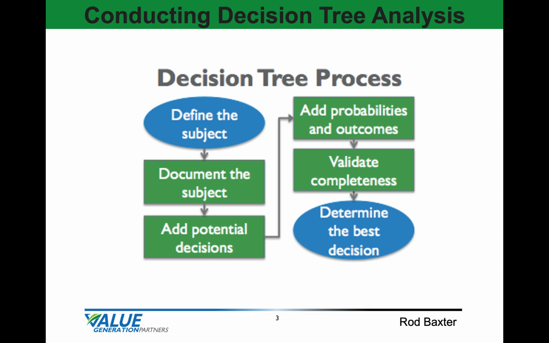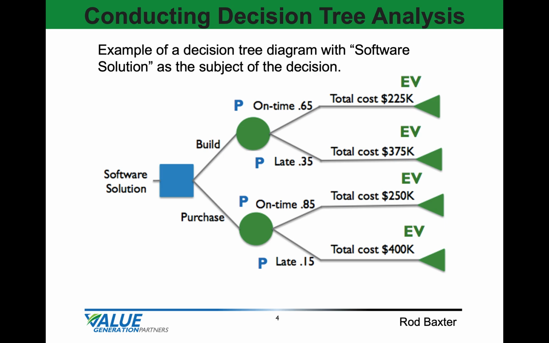Now here's an example of a decision tree diagram for a software solution. Our two alternatives were to build the software ourselves or to purchase the software. For each of these alternatives, we had either an on-time probability of 65% or a late probability of 35% for the build option. For the purchase option, our on-time was higher at 85%, and our late was lower at 15%.